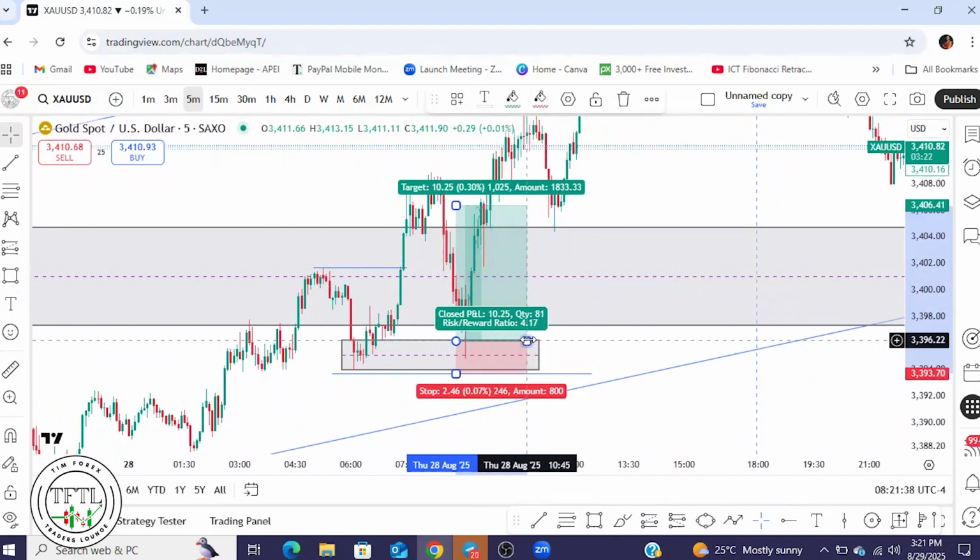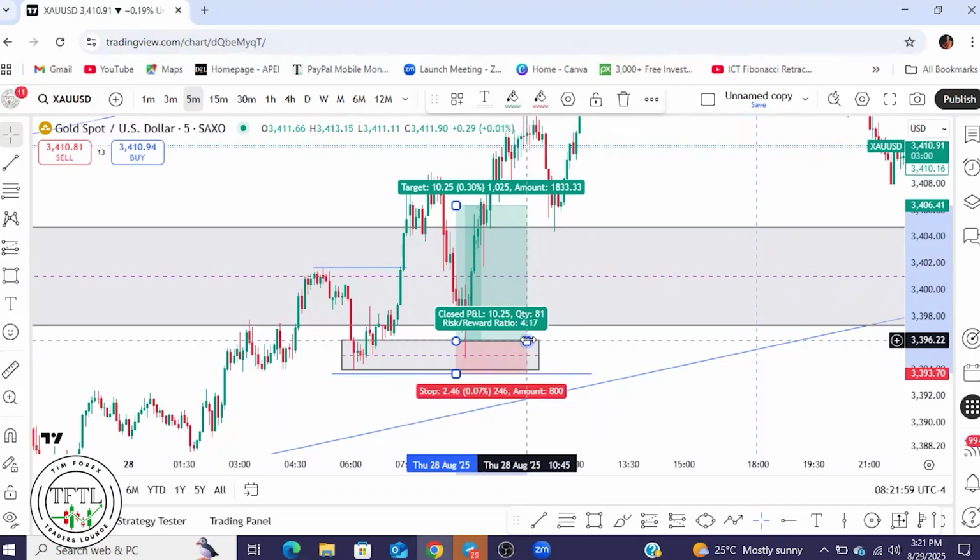It has confirmed. So focus on high probability setups rather than constant scalping. Avoid constant scalping on gold. Focus only on high probability setups. Let the price come and pick you up, not you following the price, not you going to where the price is. Let the price come and pick you up.